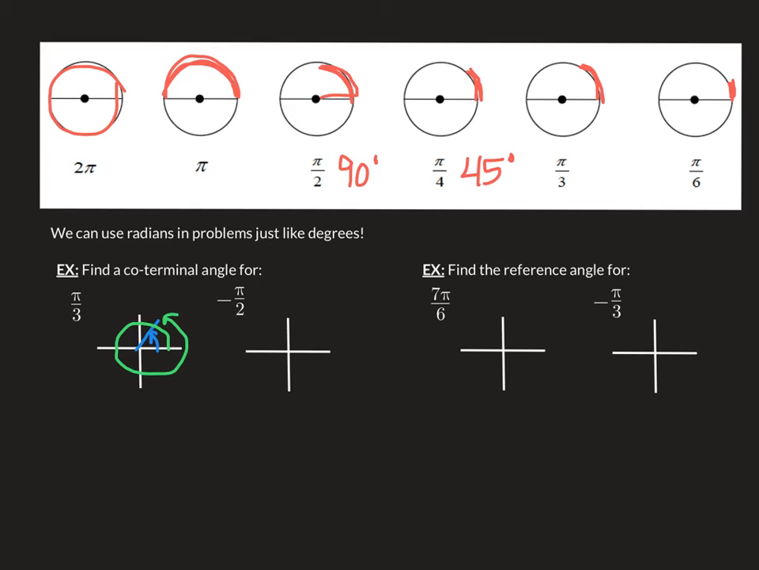Okay, well, how big is a full circle? Well, a full circle is 2 pi, plus the pi over 3 would be coterminal. Well, 2 pi, if I want to change it so I can add it to pi over 3, is like saying 6 pi over 3. Do you agree? Plus pi over 3 tells me that my positive coterminal angle would be 7 pi over 3.